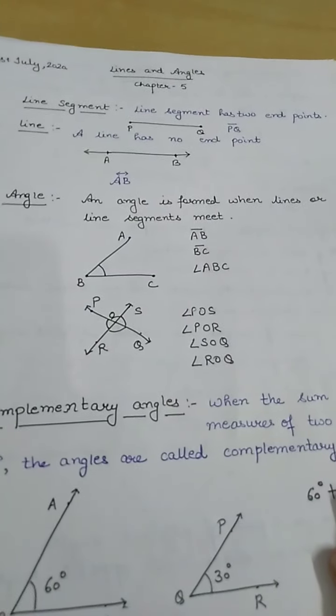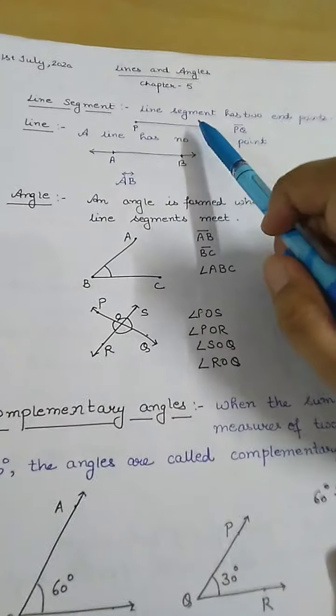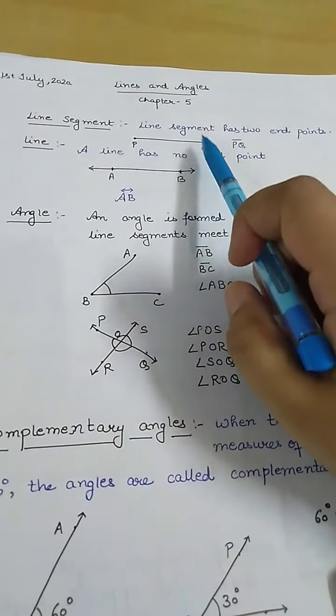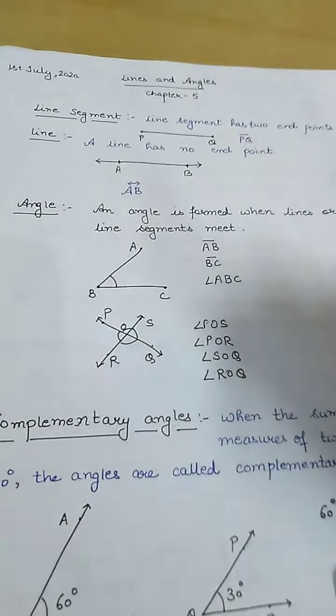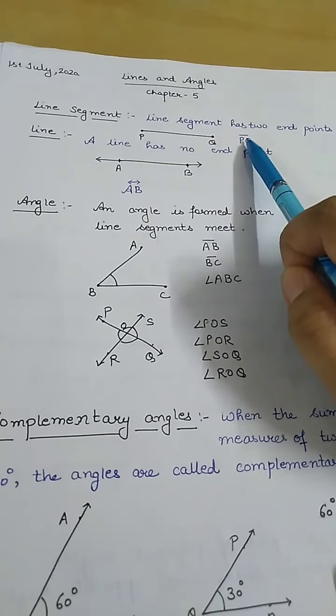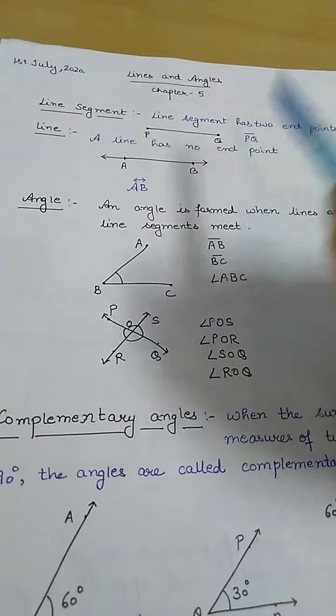You all know what is a line segment? We will revise that. A line segment has two end points. They can't be extended more. It has one particular length. So it can be written as PQ with a small line on it.